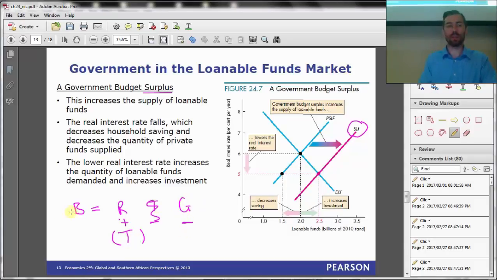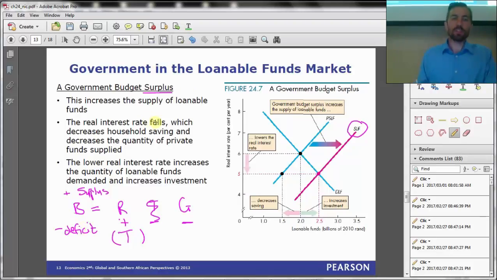So government spending. The budget is positively influenced by taxes and negatively influenced by government spending. In other words, our overall budget will be positive if taxes are greater than government spending. You happy with that idea? The budget will be negative if government spending is greater than taxes. Okay? If the budget is positive, we refer to that as a surplus. So, if the budget is negative, we refer to that as a deficit. Okay?